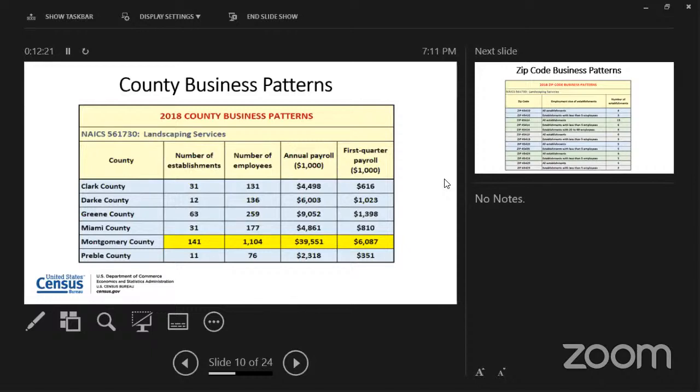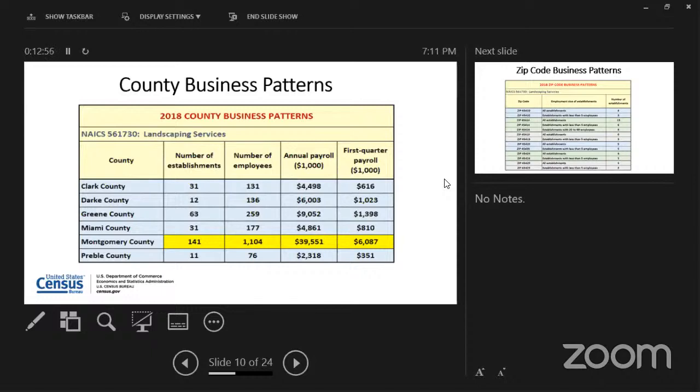You can see, for instance, Montgomery County has 141 landscaping businesses. These are businesses with employees. They have 1,104 employees, and that's their payroll data. They have an annual payroll of over $39 million. And at the other end, Preble County has only 11 landscaping businesses, and they have 76 employees.